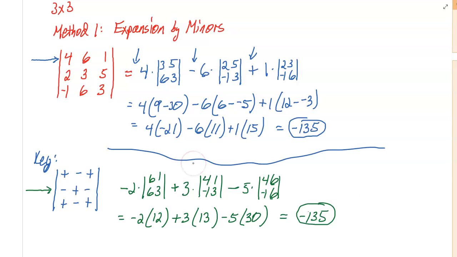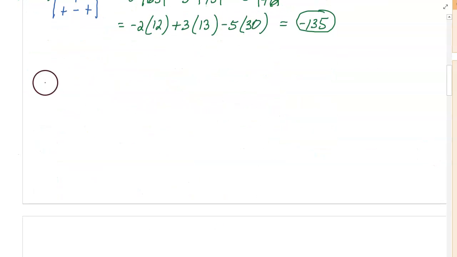You can also expand by minors using columns as your focus. Just make sure you're following the pattern of signs from our key. Let's do another example and find the determinant of this 3 by 3 matrix.